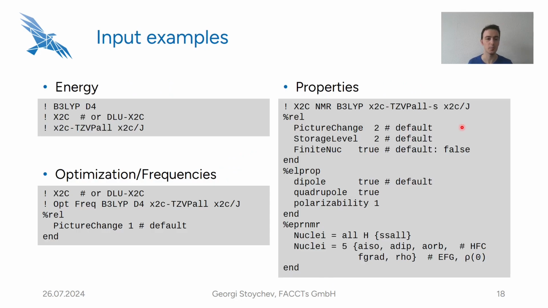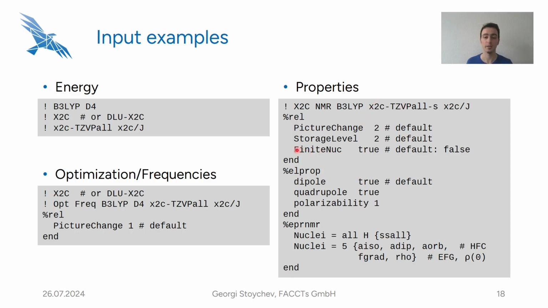Finally, a look at some inputs. Here I just wanted to point out that in addition to the keyword to select the X2C or DLU X2C Hamiltonian, you need to select a suitable basis set. Here we have the Weigend basis sets and auxiliary basis sets suitable for X2C. For optimizations and frequencies, we default to picture change 1, i.e. ignoring the response of the unitary transformation matrix. And for other properties, ORCA defaults to picture change 2. There is a warning in the output, so if you combine these two jobs, you need to pay attention, or you also could set this explicitly in the input.